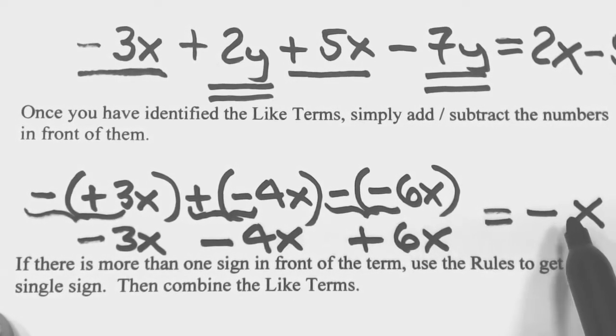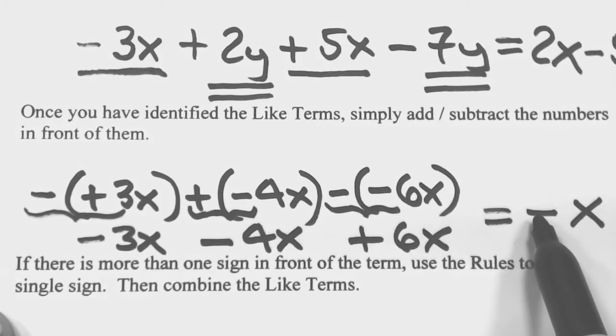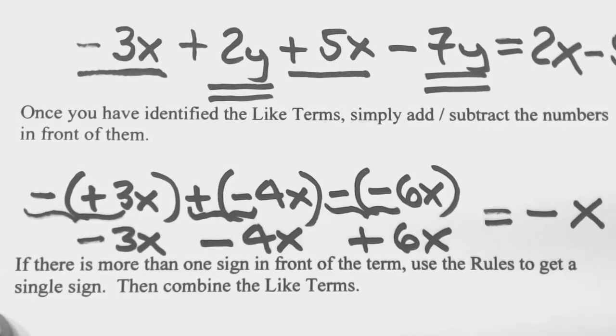Remember, if there's not a number in front of the variable, folks will assume it's a 1. You could put the 1 here if you want, but since it's negative, we definitely have to put the minus sign. If you left this off, folks would assume that it was positive.